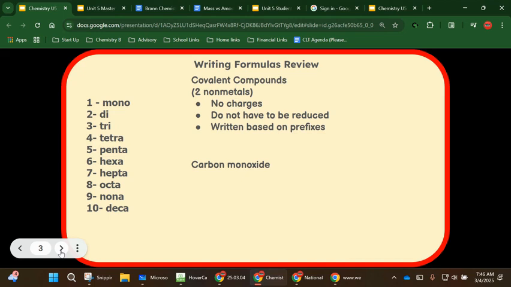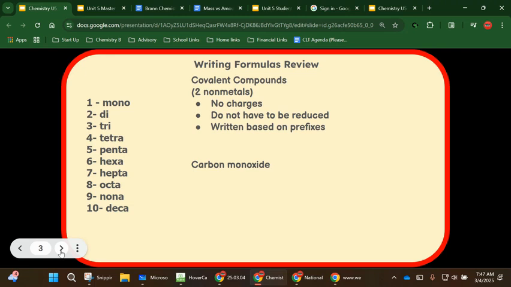Okay? Now, I have told you that 90% of the time you are going to be going from a name to a formula. A name to a formula. Okay? So when you look at a binary compound, you will find a prefix in it. You will find one of those prefixes in the name for sure. You will find mono, you will find di, you will find tri.